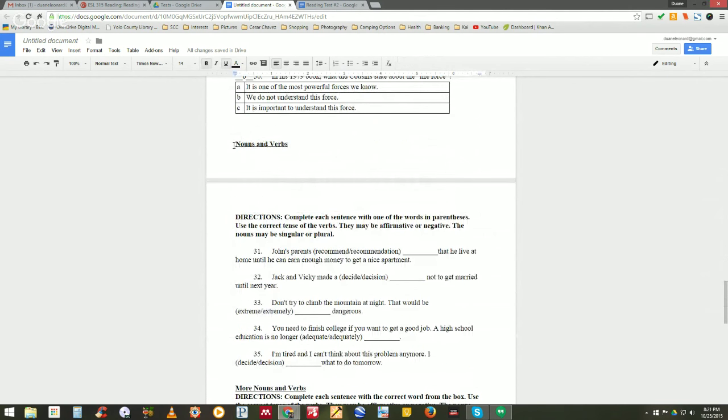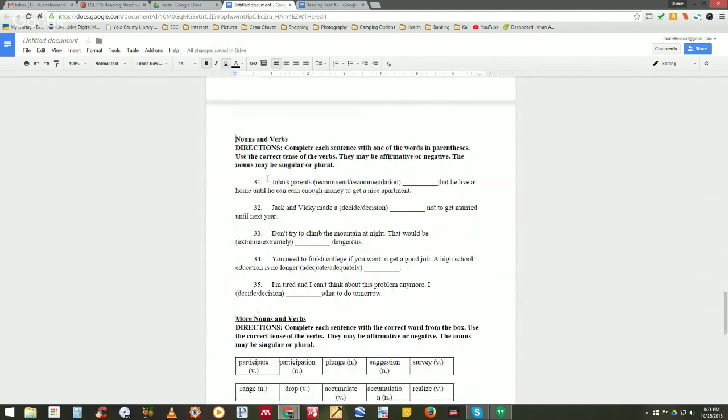So nouns and verbs. John's parents, so subject, we need a verb. Recommend. So Jack and Vicky made, we have a subject and a verb, so we need a noun. 33. Don't try to climb the mountain at night. That would be, this is an adjective, so we need an adverb. Extremely dangerous.